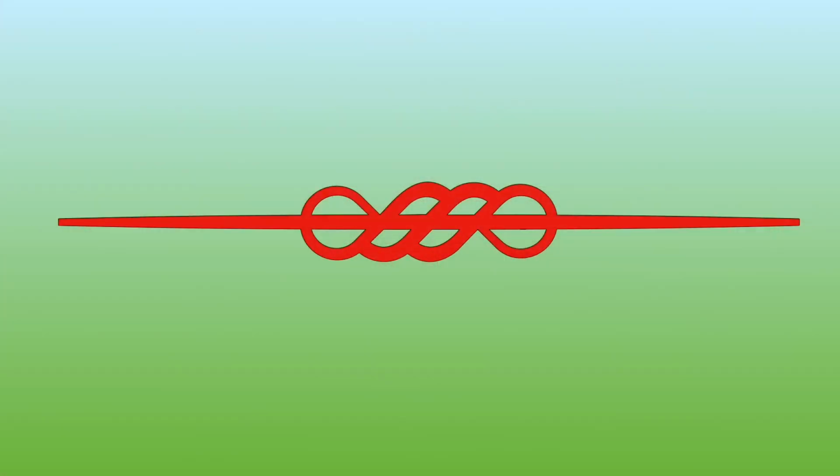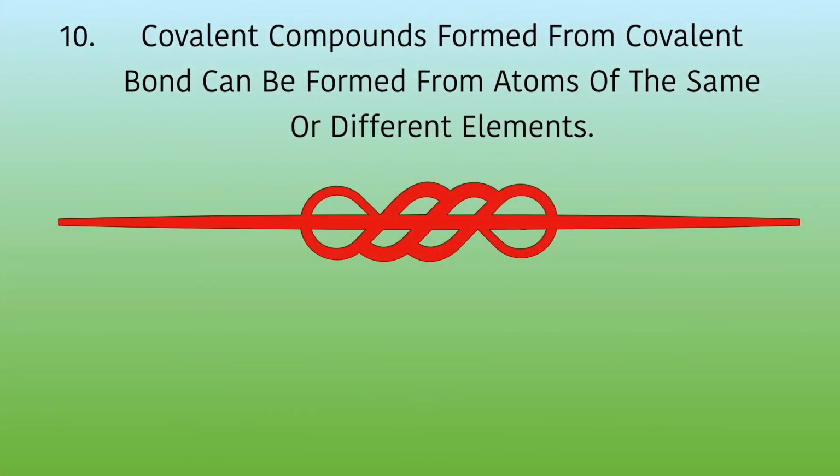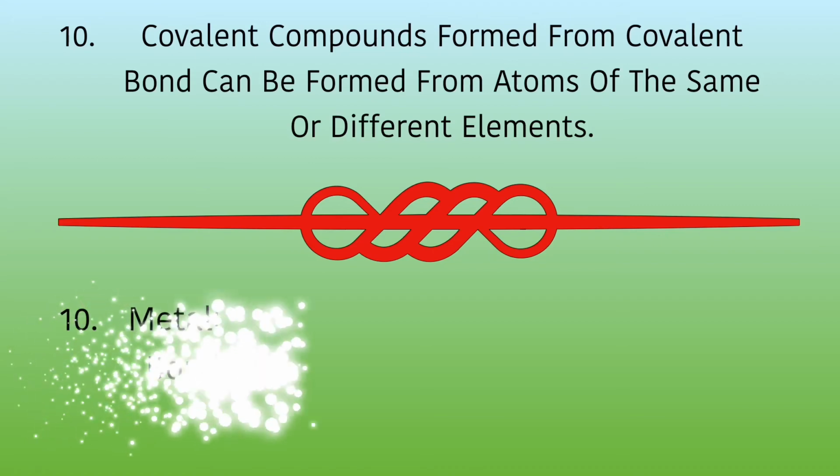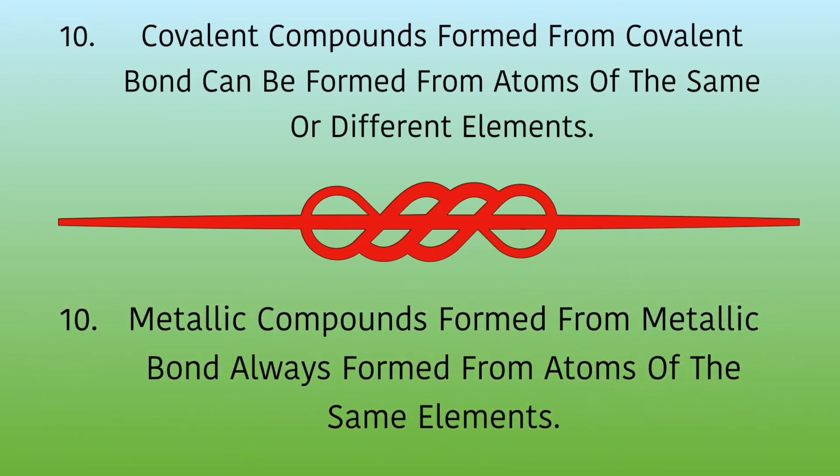The 10th difference between the covalent bond and the metallic bond. Remember, the covalent compound formed from covalent bond can form from the atoms of the same or different elements, while the metallic compound formed from metallic bond always forms from the atoms of the same element only.